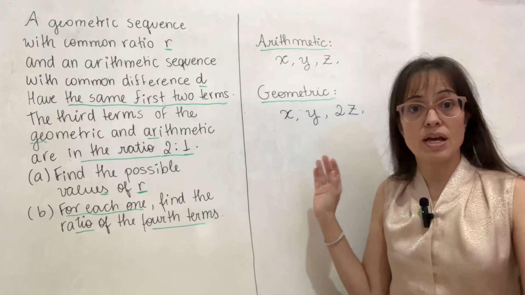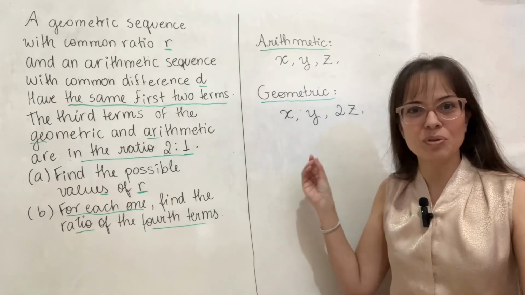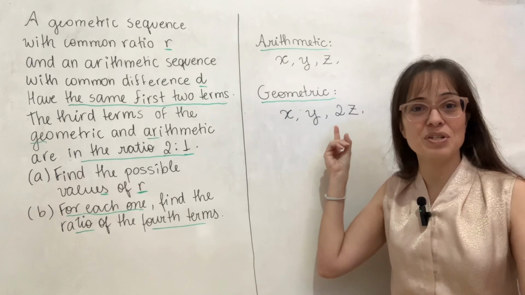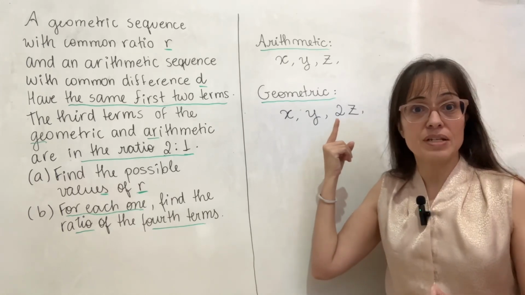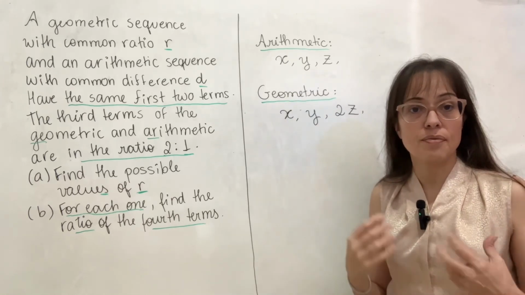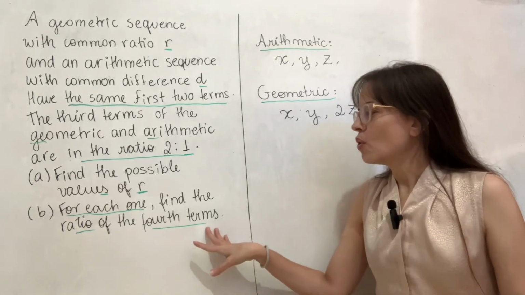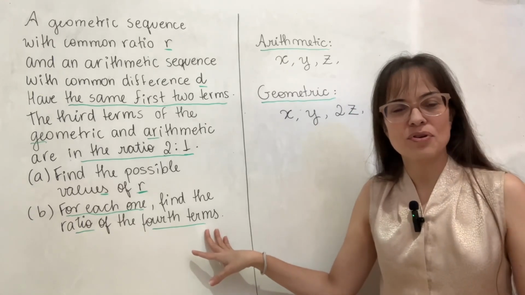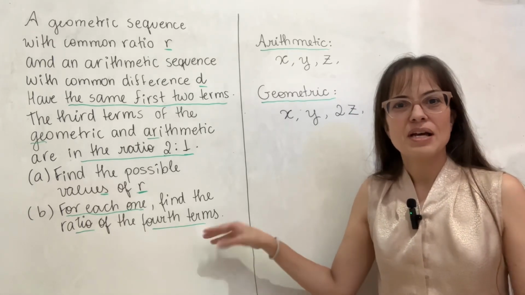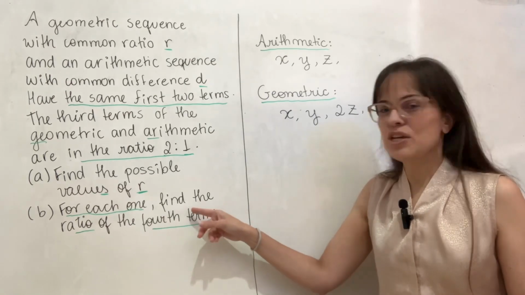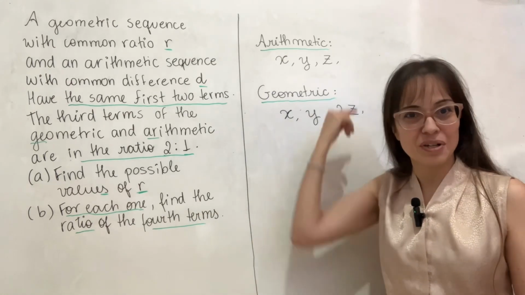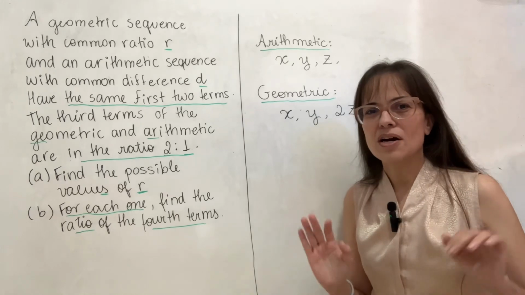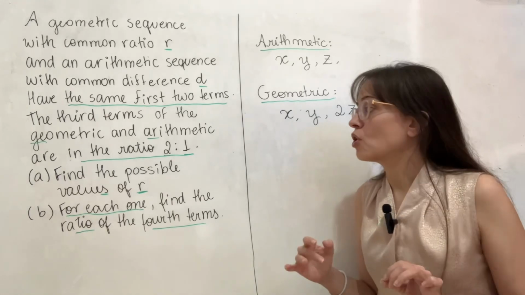But notice that I don't have anything here. The only number that I have is 2 that appears here. And even that is only appearing as double something else. It's not the number 2 itself. The question is not even asking for the value of the fourth term. It's only asking for the ratio between one fourth term and the other fourth term. So there aren't a lot of numbers in this problem.